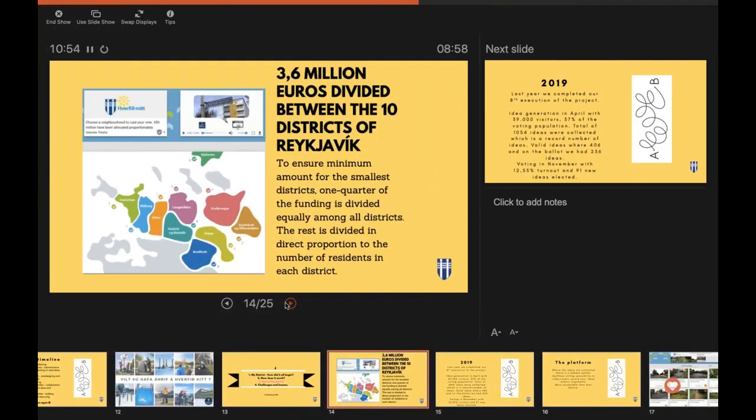We used 3.6 million euros, which is divided between the 10 districts of Reykjavík. To ensure a minimum amount for the smallest districts, 1/4 of the funding is divided equally among all districts, and the rest is divided in direct proportion to the number of residents in each district.